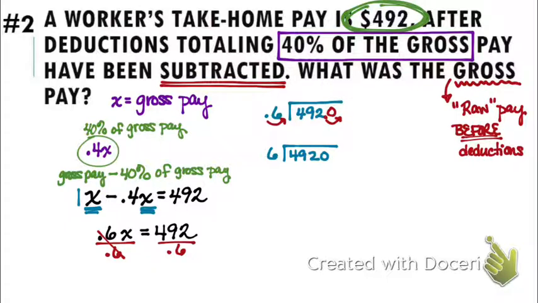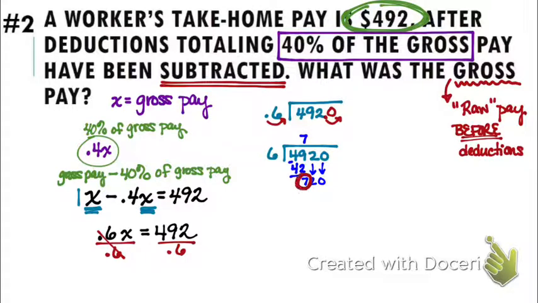How many times does 6 go into 49? 7 times. 7 times 6 is what? 42. So I'm going to subtract that. I get 7, and then I have to drop the 2 and the 0. How many times does 6 go into 72? 12 times. Then that means I could have taken out another one, right? An 8. 6 times 8 is 48.